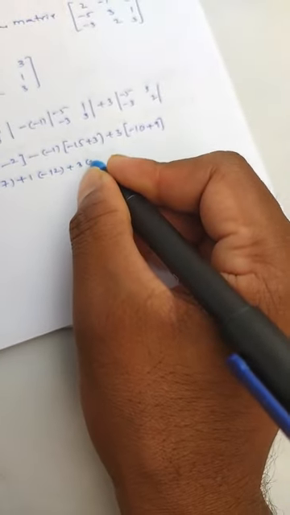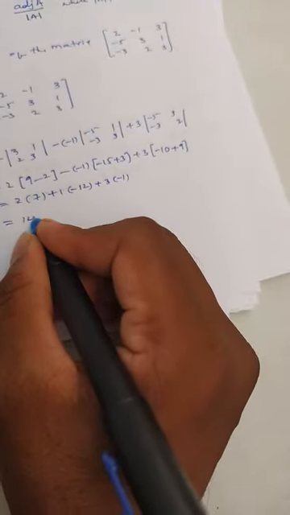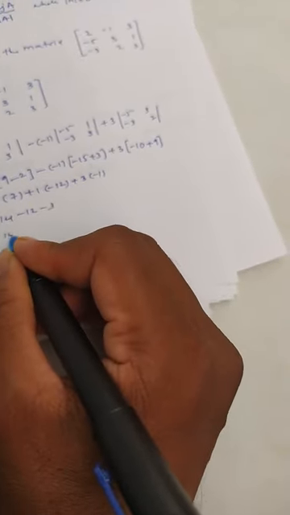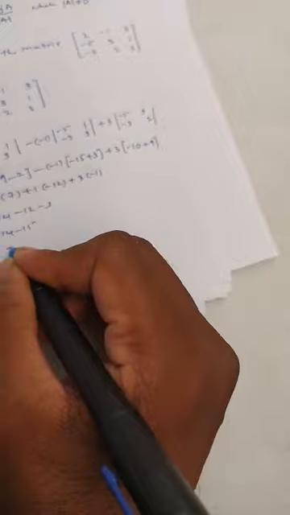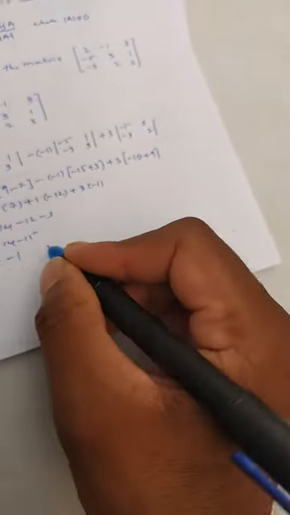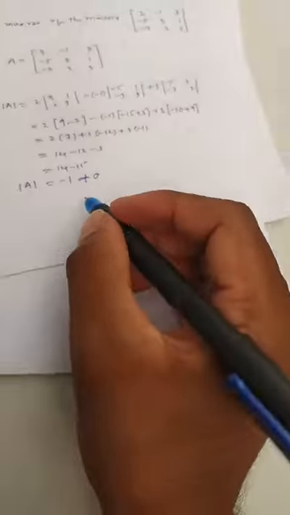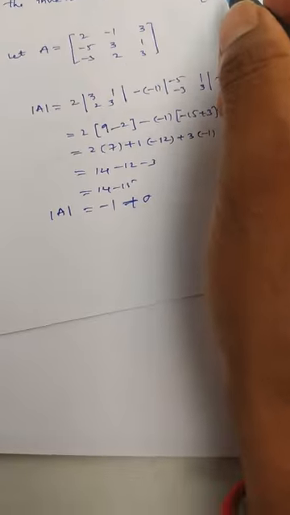plus 3 into minus 1. 2 7s are 14 minus 12 minus 3. So we will get 14 minus 15 minus 1. So what I got, determinant is minus 1, which is not equal to 0. So determinant is not equal to 0 means the matrix is a non-singular matrix.